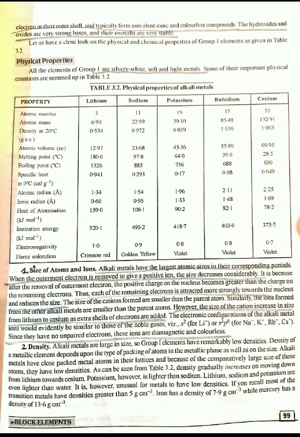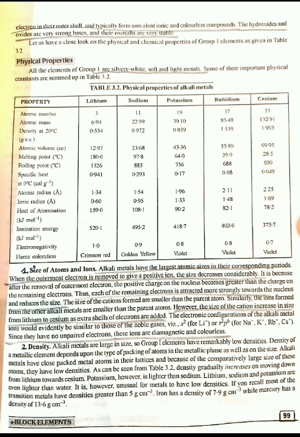Atomic radius in angstrom: lithium 1.34, sodium 1.54, potassium 1.96, rubidium 2.11, cesium 2.25. Ionic radius in angstrom: lithium 0.60, sodium 0.95, potassium 1.33, rubidium 1.48, cesium 1.69.